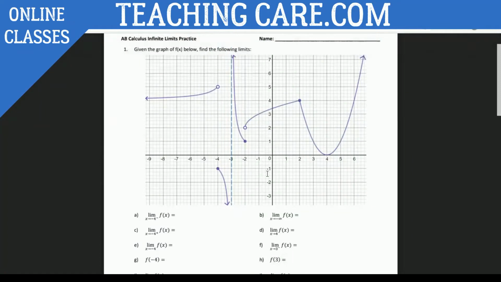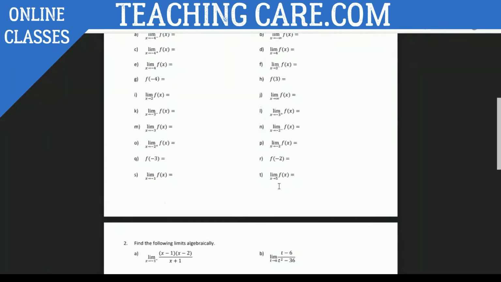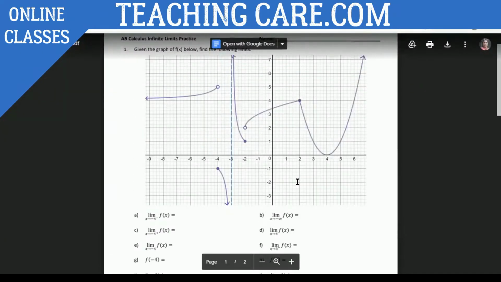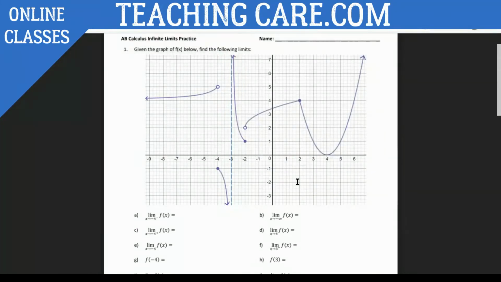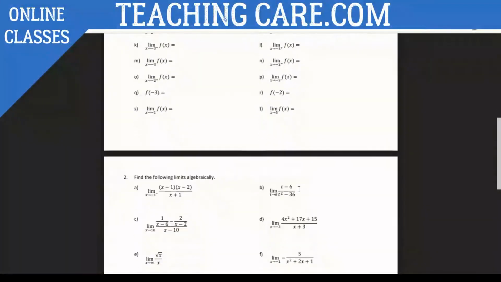Limit x approaches negative 1 f of x. It's going to be 3. Yes. Okay. X approaches 5 f of x. As it approaches 5, it's going to be 1. Okay.